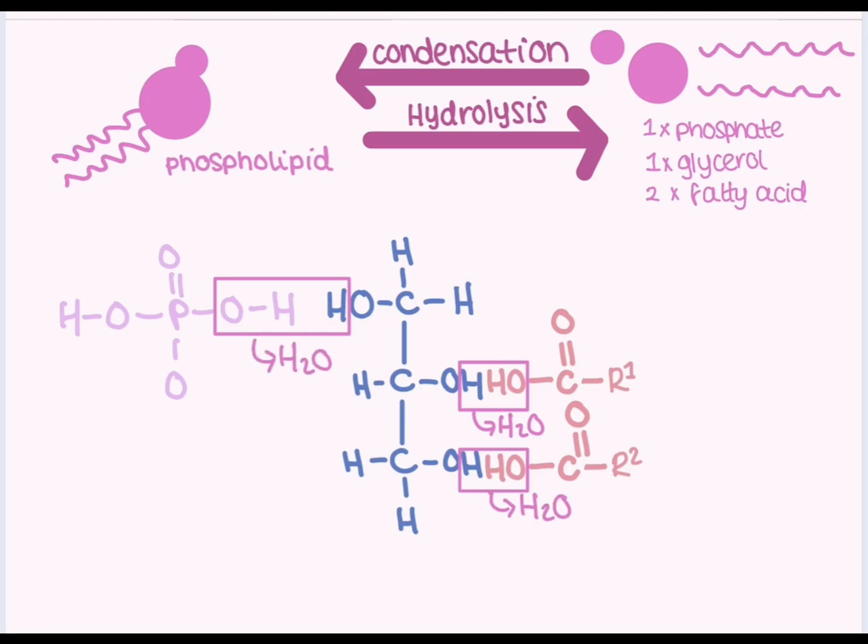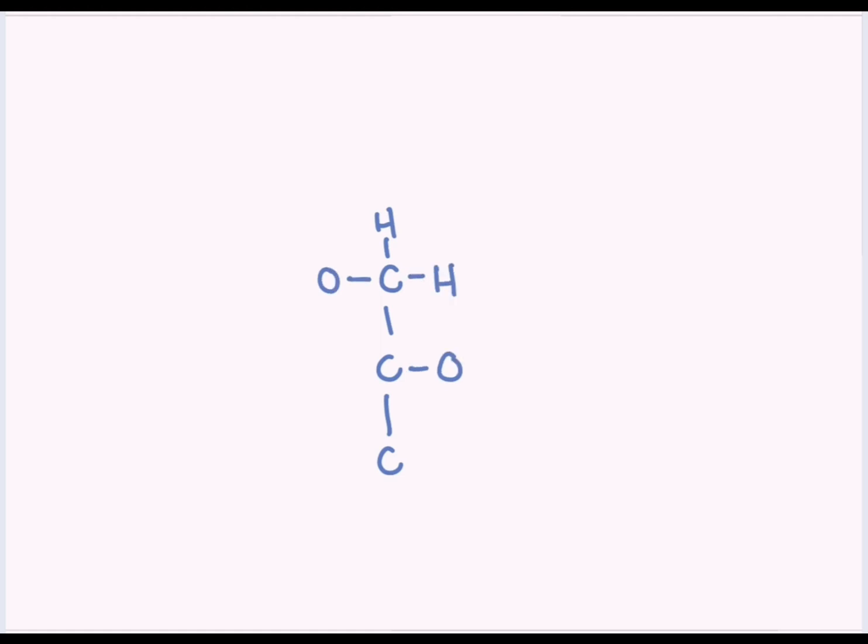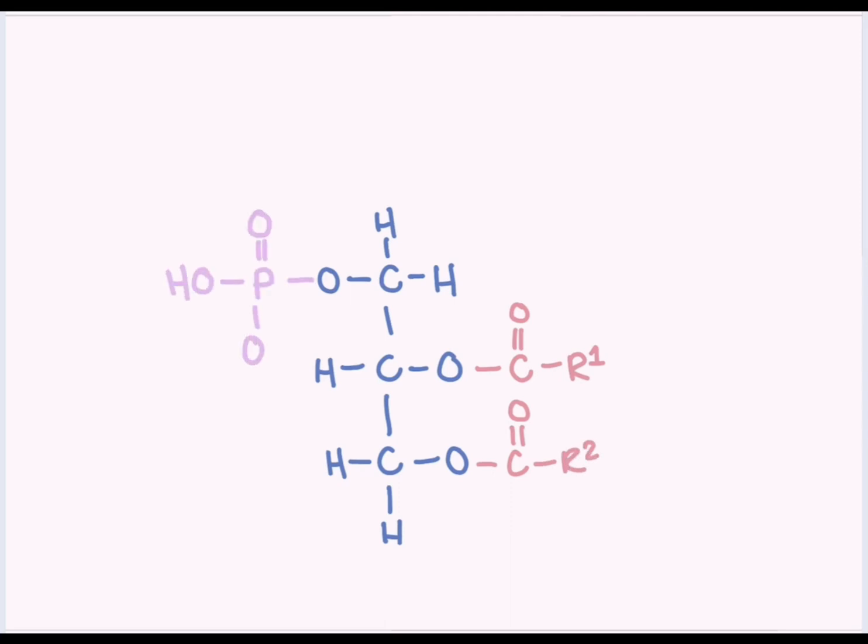So we still have the release of those 3 water molecules, and we still have 3 new bonds being formed. So let's look at what our final phospholipid looks like. The central glycerol molecule, 2 fatty acids joined to the glycerol via an ester bond, 1 ester bond each. The phosphate is also joined by an ester bond, but we call it a phosphate ester bond for the obvious reason that we have a phosphate group.